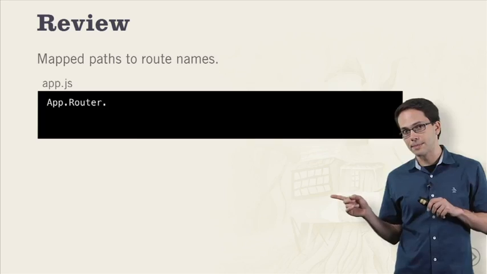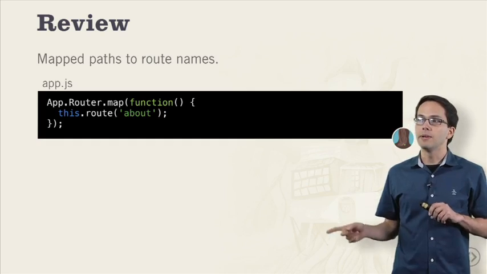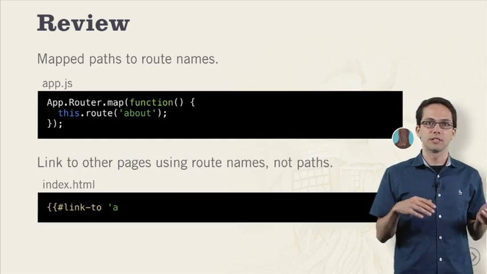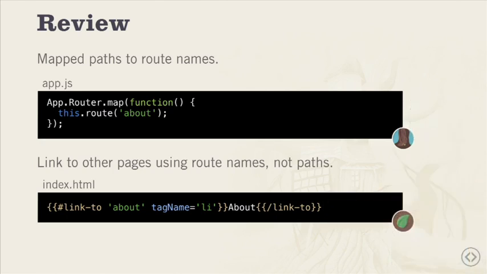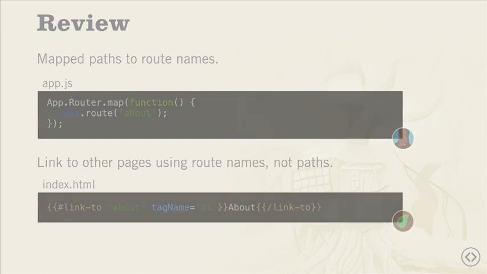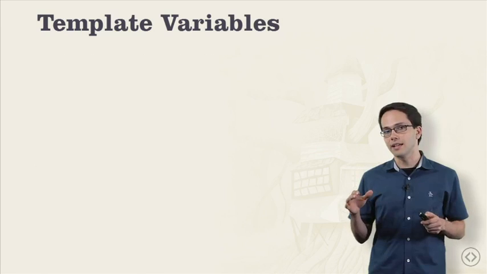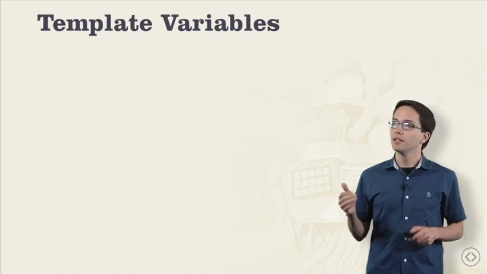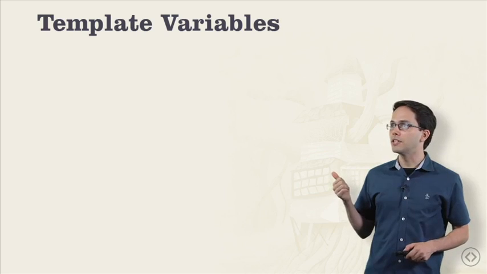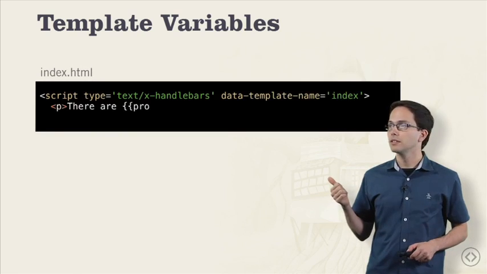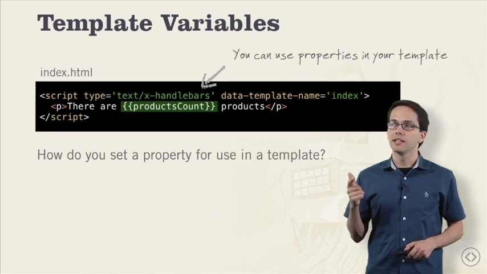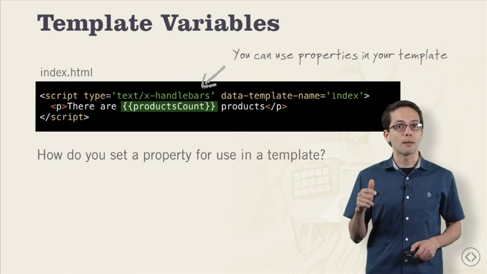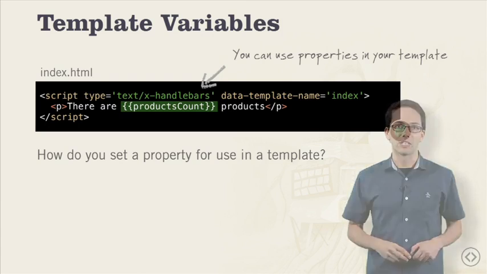So we know how to map path names to route names in our router, and we know how to link to other pages using route names, not the paths, like you see here. But how would we print out dynamic data inside of our template? For example, if we wanted to print out the number of products doing something like this, how do we set the products count property so it gets rendered out to the page?